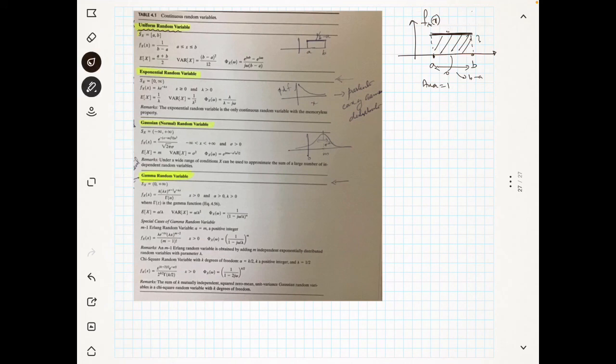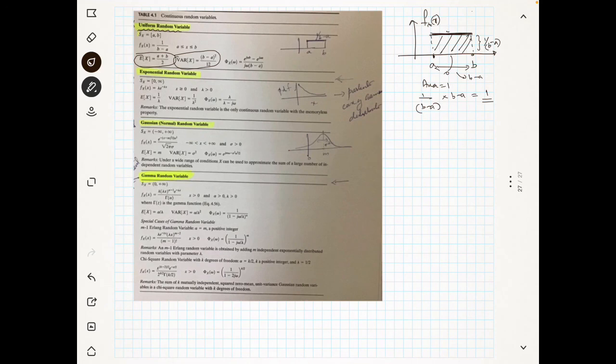So this height will be 1 by b minus a. So if you take the area, that means 1 by b minus a into b minus a, this will be equal to 1. That's how we can find it. Okay, now for the uniform distribution, the average expected value is nothing but a plus b by 2. If you know a and b, you can easily find the expected value. And the variance is b minus a the whole square by 12.